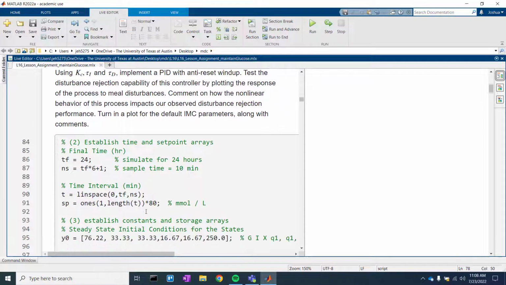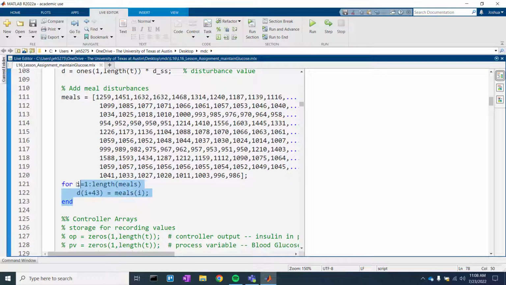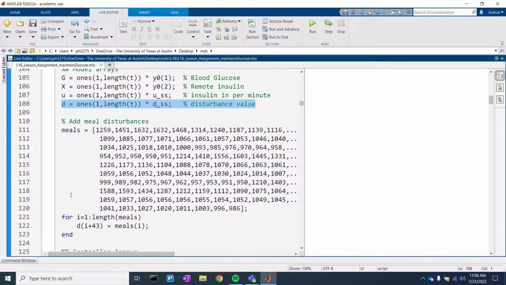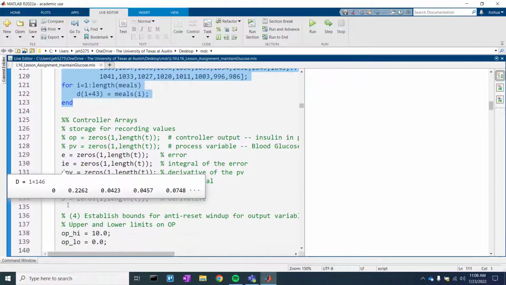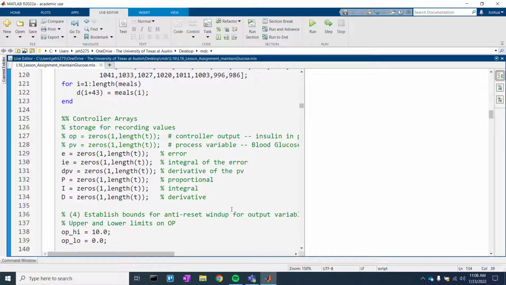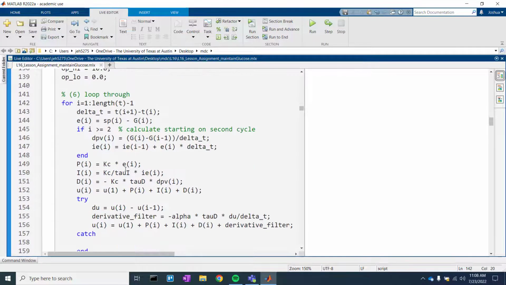So we're going to implement our PID controller like we've done before. We'll initialize our states, our constants. Here we also have meals, and these meals will be added to the already existing disturbance baseline that we created before. And so now the meals will change with respect to time. You know, we have meals throughout the day, and so we iterate through and we add those meals to our system. Then we have our PID arrays, and that's where we'll store error, integral of error, derivative of the process variable, as well as the P, I, and D terms. We have our upper and lower limits, and then we're going to go ahead and loop through.